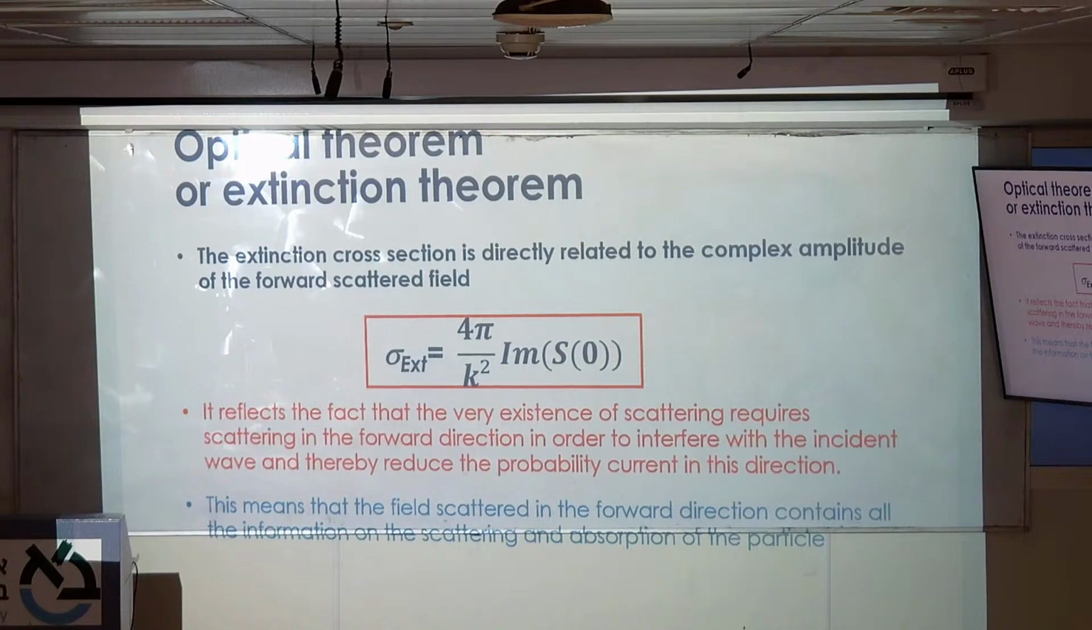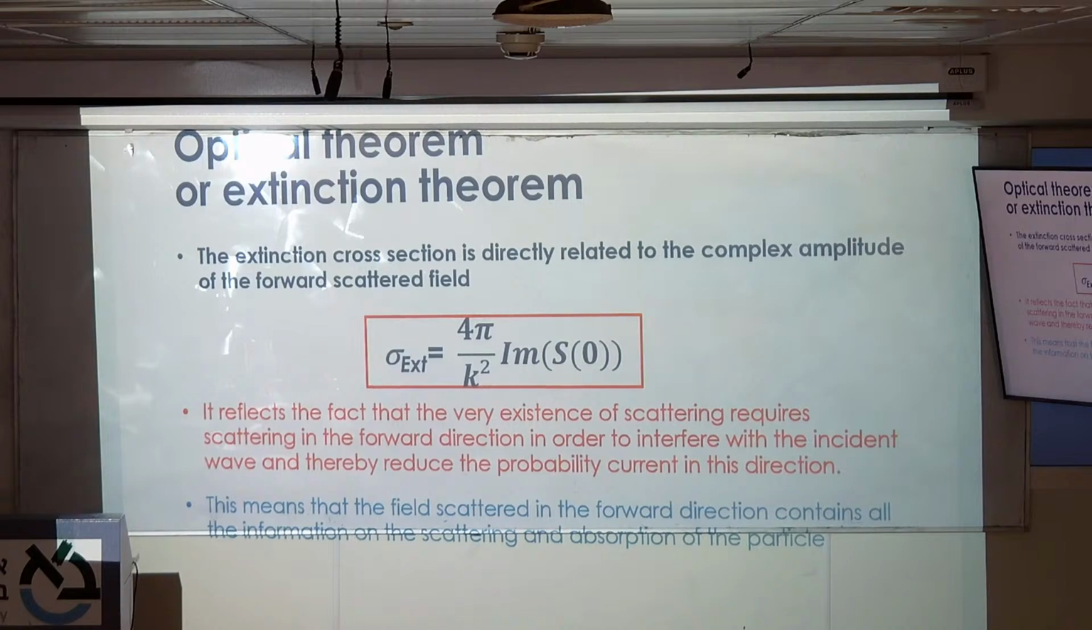Each element depends on the direction that you consider. So you have the incident wave, okay, and then you look at the scattered light in all directions. So you have the angle theta, okay.